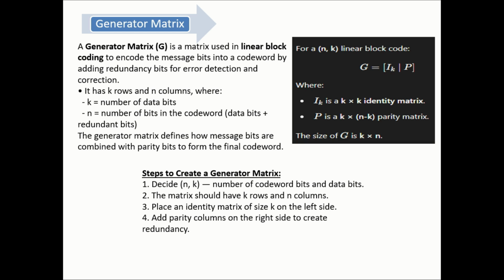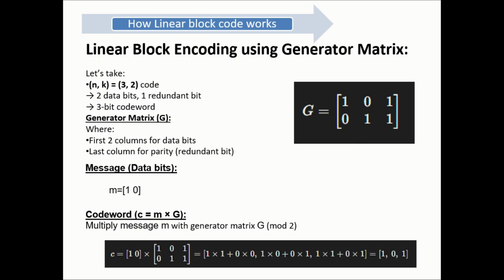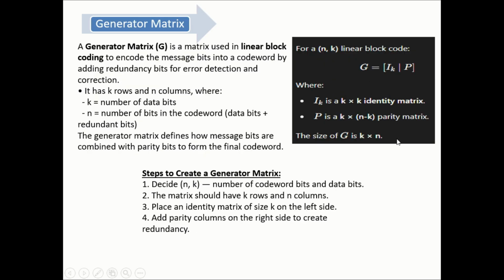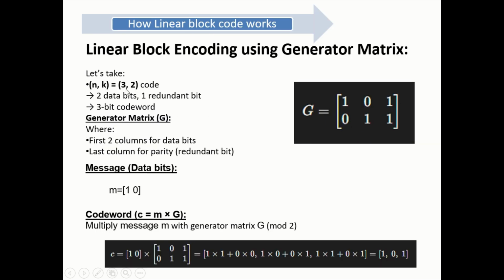It has k rows. You already have seen in the last slide, 1 0 0 1 1 1. There are 2 rows and 3 columns, so we can write 2 cross 3. In the same way, k is equal to the number of data bits, and n is the number of bits in the code word. The number of bits in the code word means 3. Let's assume 3 comma 2.